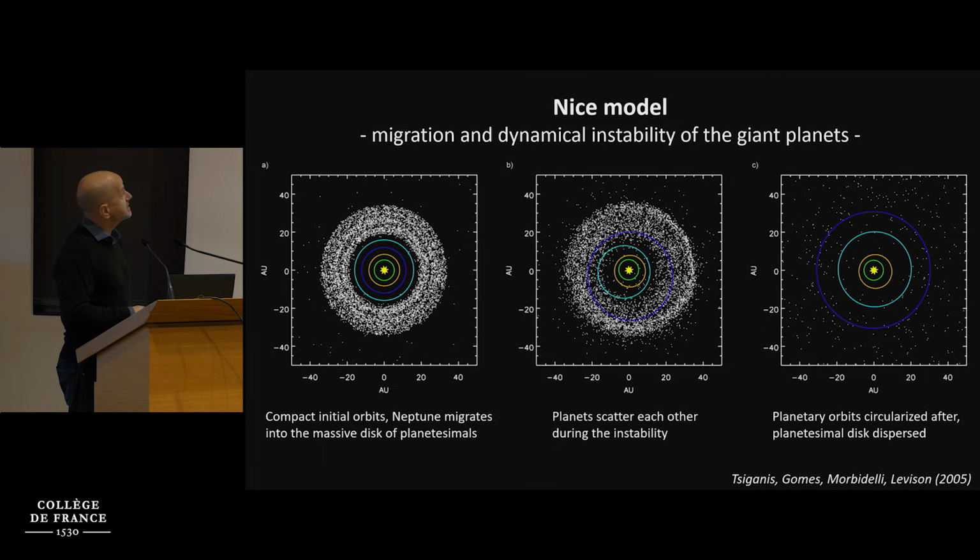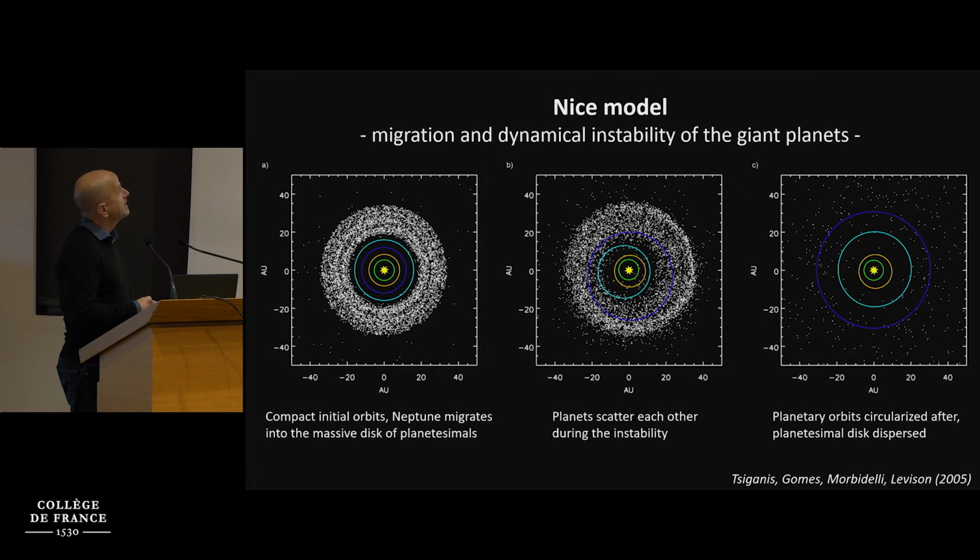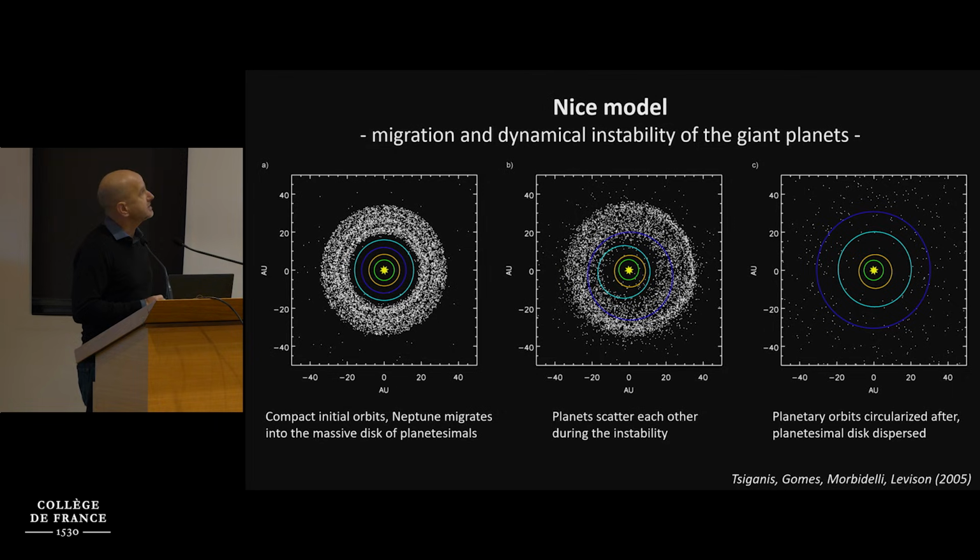So in the Nice model, the outer planets are assumed to be in a compact configuration with Neptune somewhere at maybe 15, maybe 20 AU. This configuration is assumed to result from early migration of the planets in a gas disk that just compacts the system. And then it has been inferred that there was this massive disk of small bodies enveloping the outer planets' orbits. The mass of this disk was probably something like 20 Earth masses. That's the best inference we can make about it.